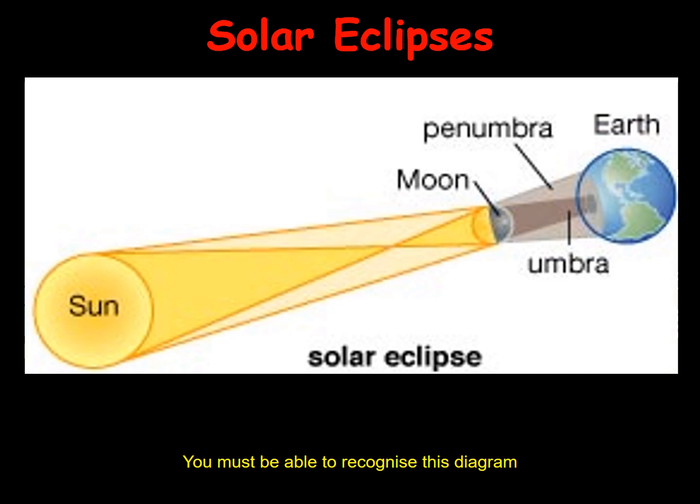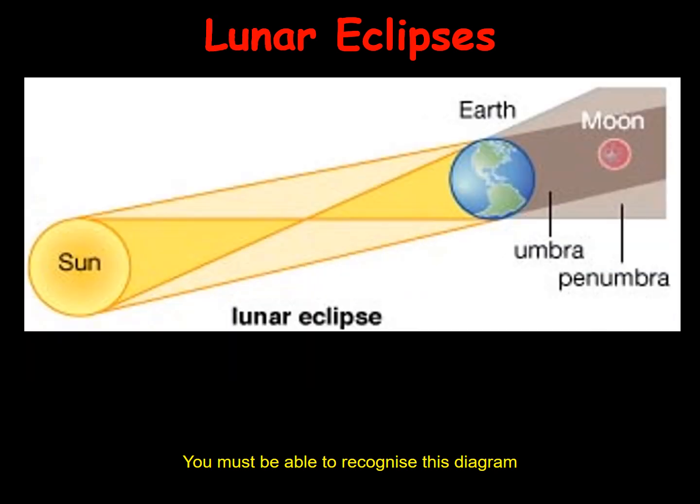Now, these are diagrams that you should be able to recognize. So if you're given a test and you see a diagram here, you should be able to say whether it's a solar eclipse or a lunar eclipse. So this one is obviously a solar eclipse. And for a lunar eclipse, the diagram is different as well.